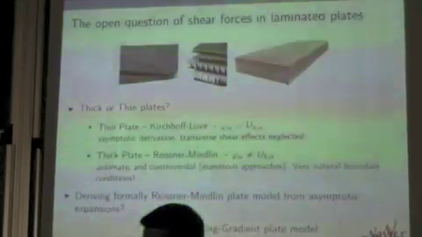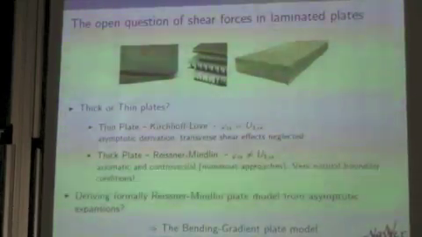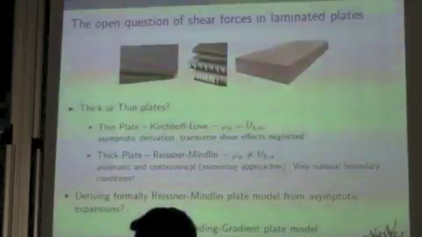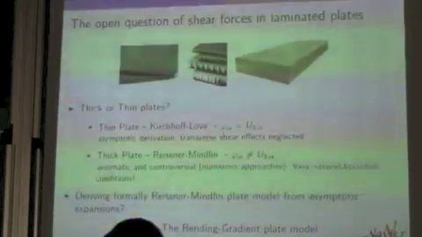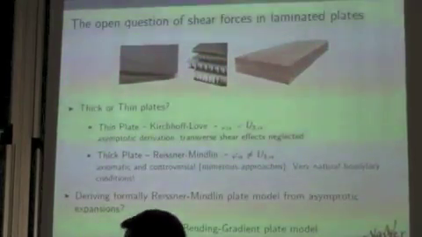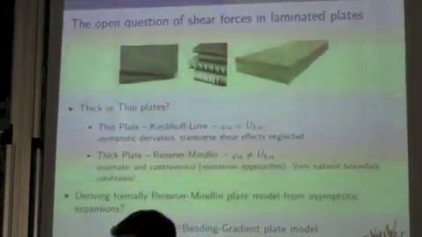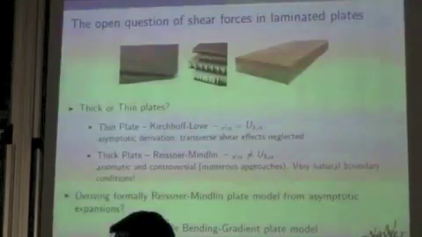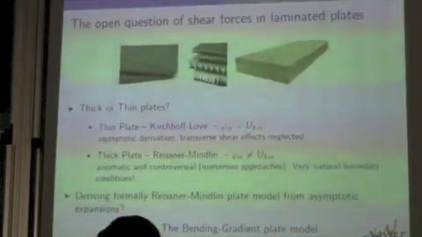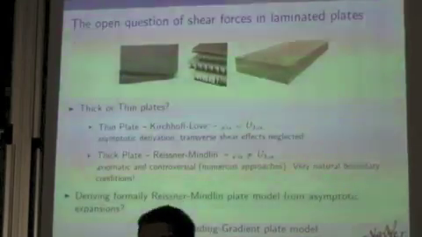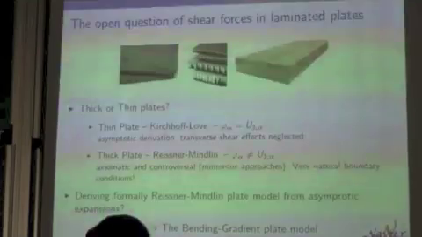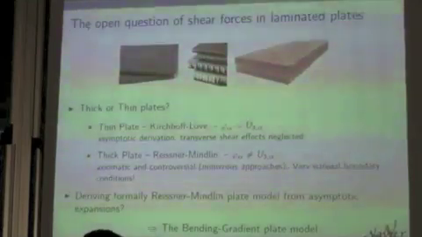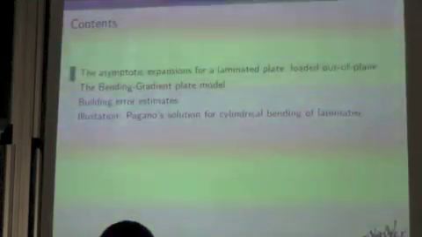My purpose here is to derive the Reissner-Mindlin plate model from an asymptotic approach, so perturbative theory. I will try to convince you that if the plate is homogeneous, actually Reissner had a very acute idea of the transverse shear effects in plates. And when the plate is heterogeneous or laminated, you need a more general plate model, which is called the bending gradient plate model. So my talk will be organized as follows.